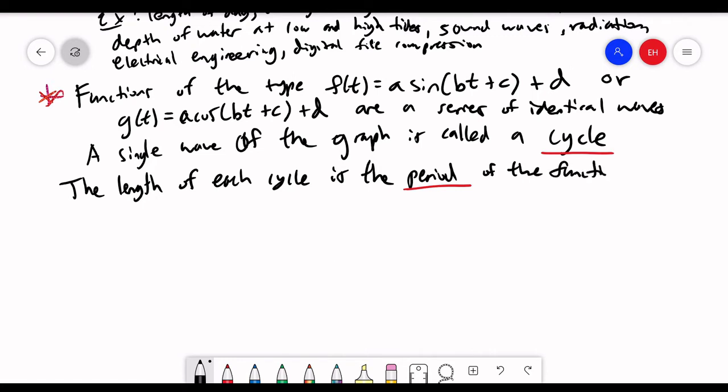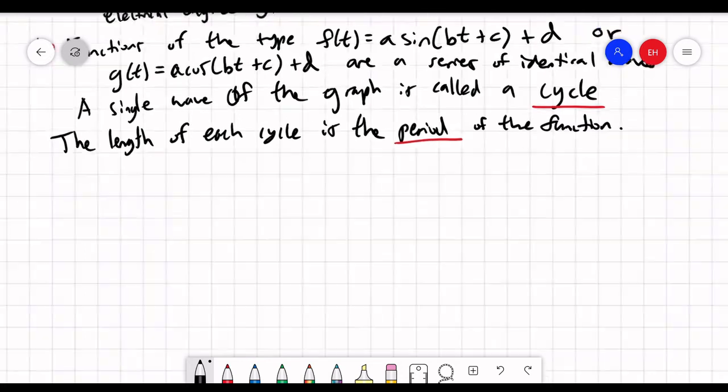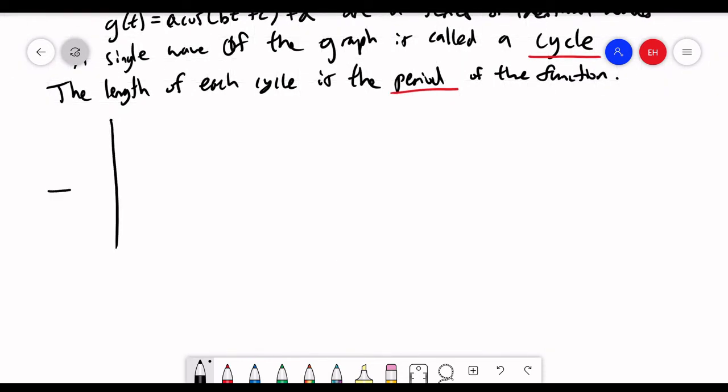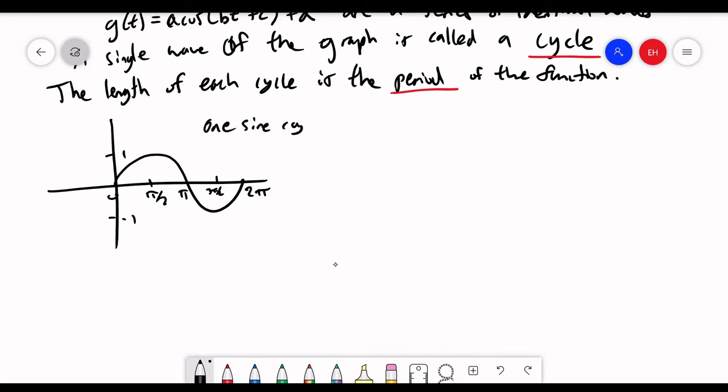So if we look at the sine graph, for example, we can sketch this really quick. It goes from 0 to 2 pi with pi in the middle there, and then that's 3 pi over 2 and pi over 2, and it goes from 1 to -1. So that's the basic sine graph, and we're going to call this one sine cycle because that's one full wave before it repeats this pattern over and over and over again.